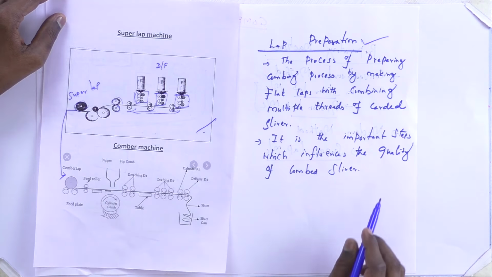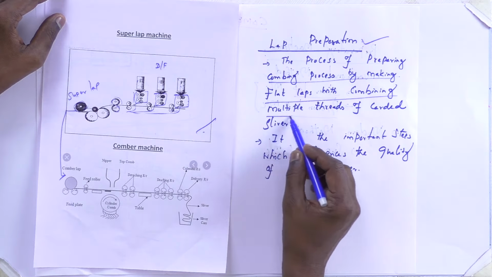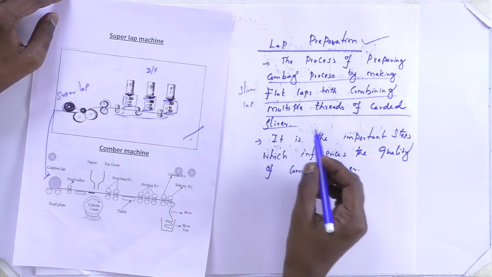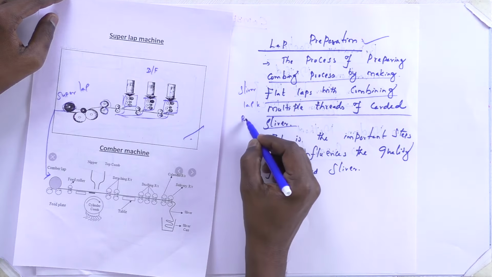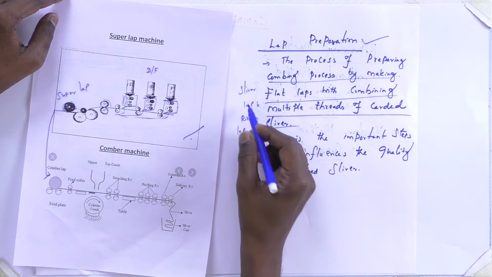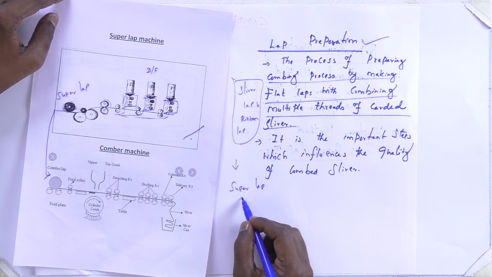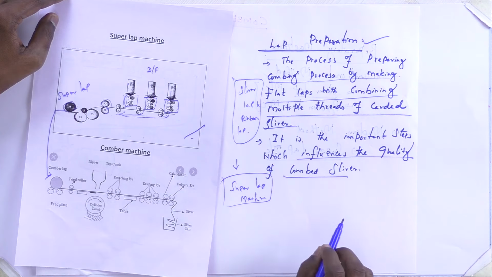So for achieving the objects of the comber, the feed material as ribbon lap or super lap is required. That is called lap preparation. It is the process of preparing for the combing process by making flat laps, combining multiple threads of carded sliver. This is called sliver lap. It is an important step which influences the quality of combed sliver. The usage of sliver lap and ribbon lap, or instead of these two we can use super lap, influences the quality of combed sliver.